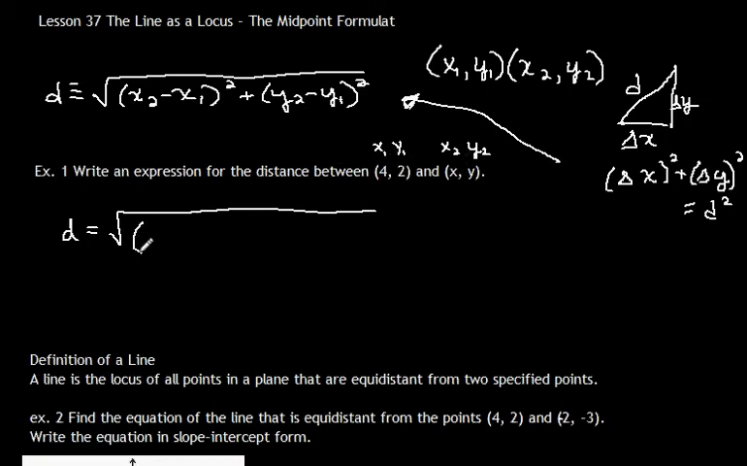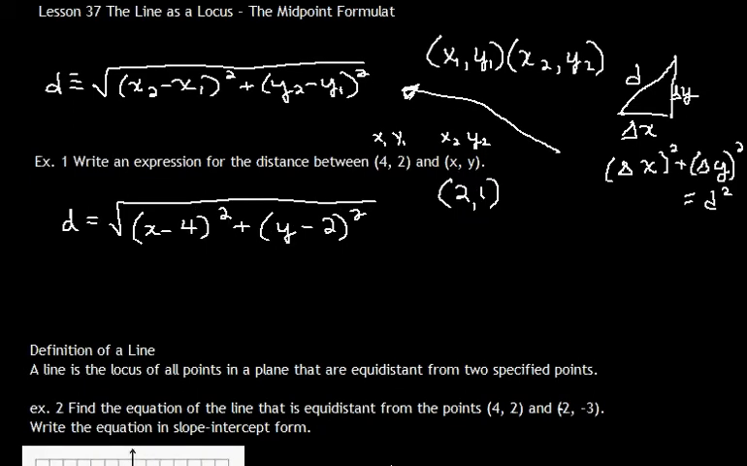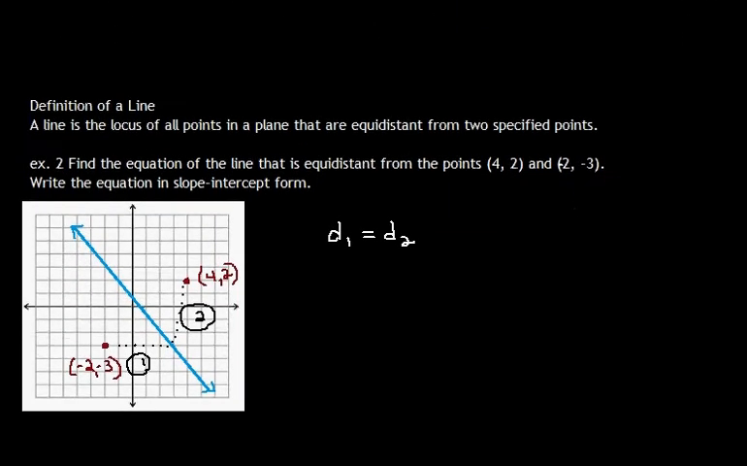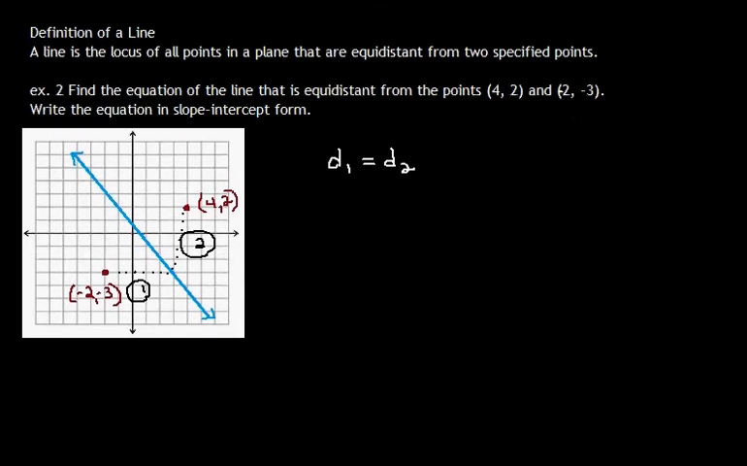So x2 would be x, minus x1 which would be 4, plus y2 would be y, minus y1, which would be 2, and that's your final answer for that. Or they want you to find the actual distance, or they'll give you a point like 2, 1, and then you would put that in where the x and y are and actually find the answer. Alright, this is a little strange, but it's not hard.